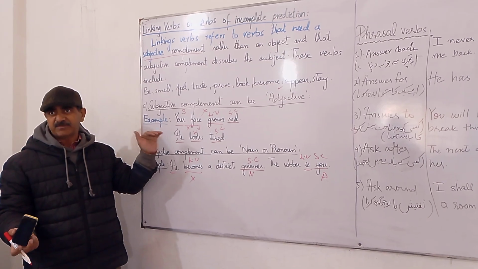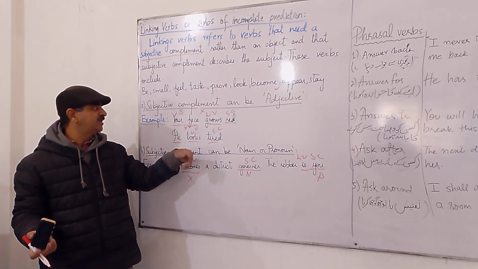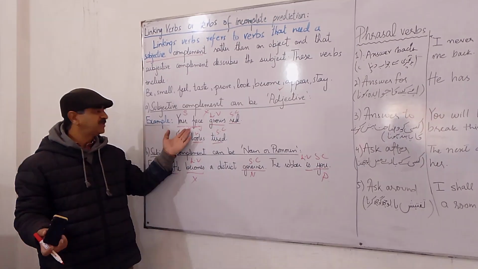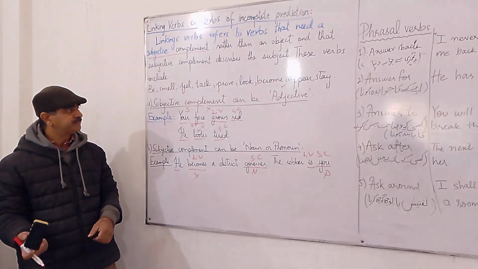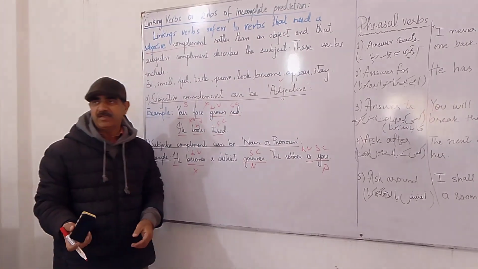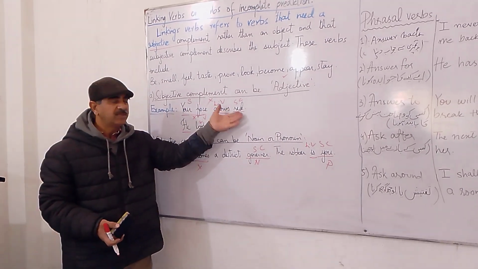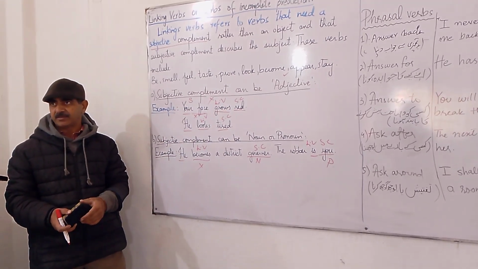Now you understand what a subjective complement is? A subjective complement completes the subject. Clear? So the subjective complement comes after the linking verb. Clear? The linking verb refers to the subjective complement.